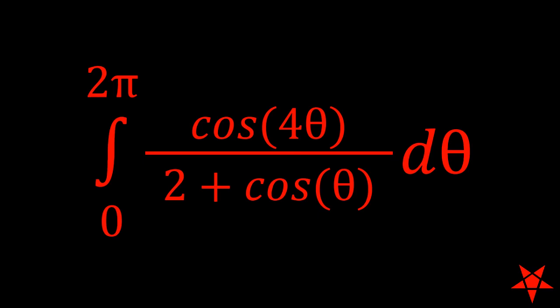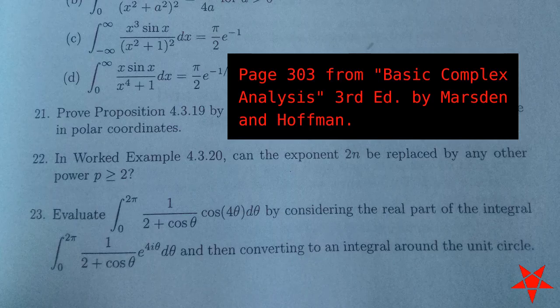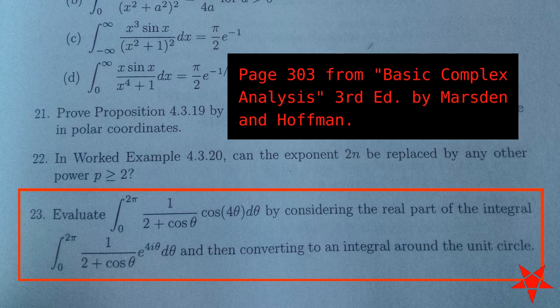Today we will be looking at the definite integral of cosine of 4 theta divided by 2 plus cosine theta from 0 to 2 pi. Exercise number 23 on page 303 of Marsden and Hoffman suggests that we look at the integral of e to the 4i theta divided by 2 plus cosine of theta about the unit circle along the same domain and consider its real component in order to solve the aforementioned real integral.